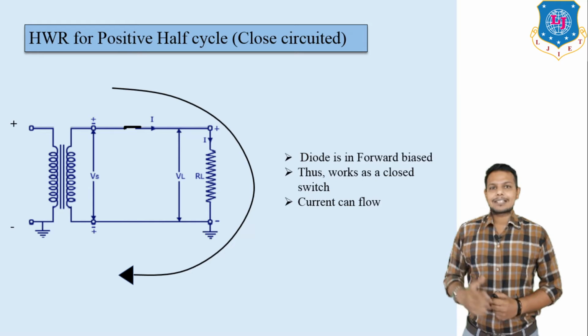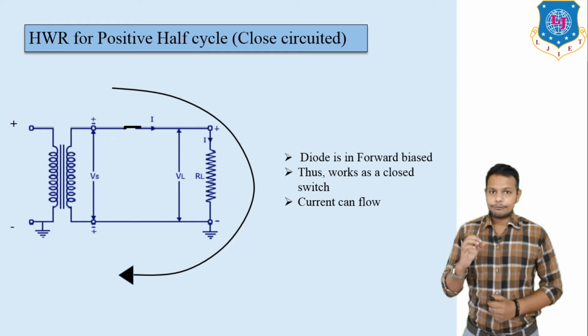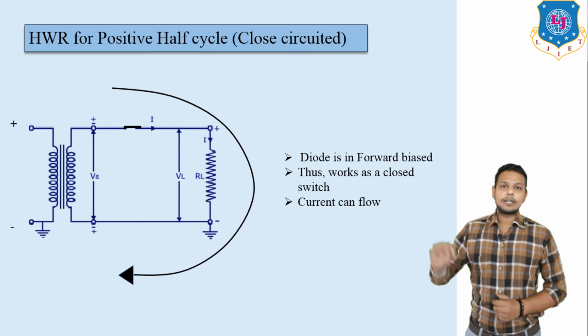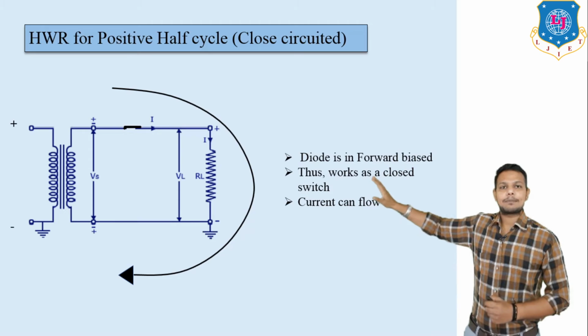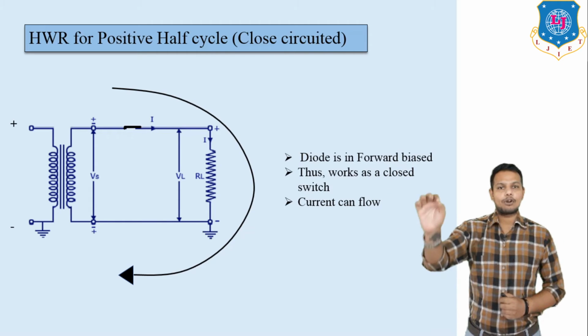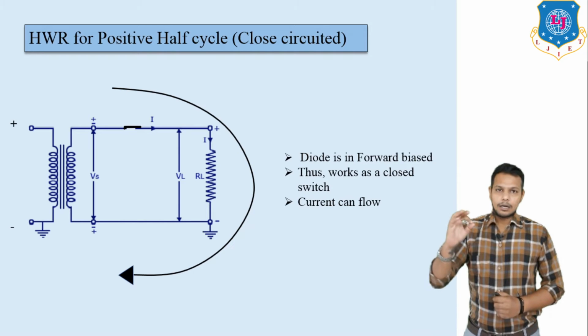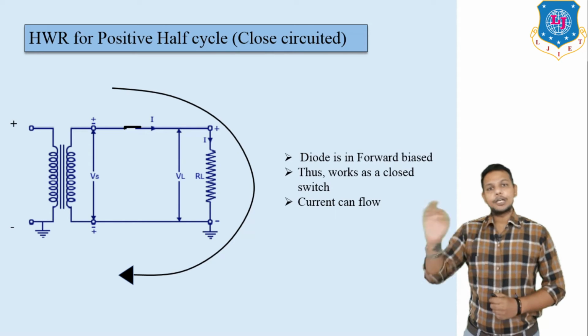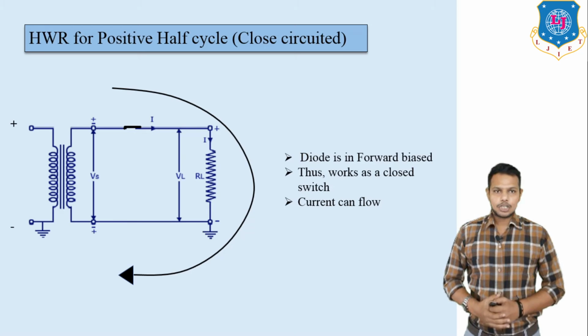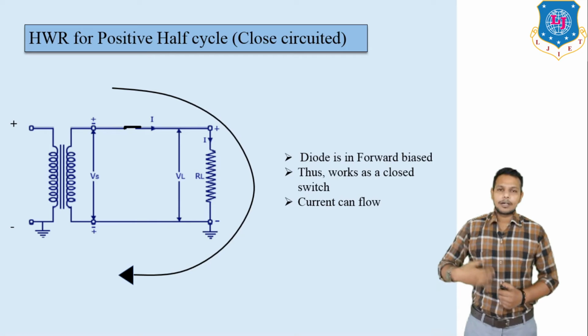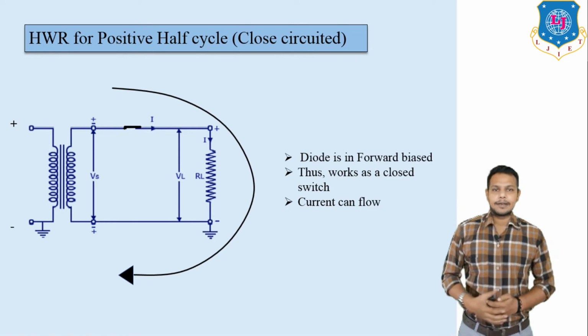So it works in forward bias. If it works in forward bias, that means it is equivalent to the closed switch. If there is a closed switch, that means current always flows in this circuit diagram, so we will get output voltage according to the input. So here the diode works in forward bias, thus closed switch, or current can flow in this circuit diagram.